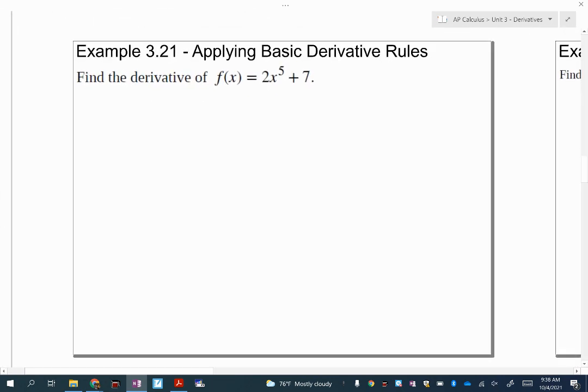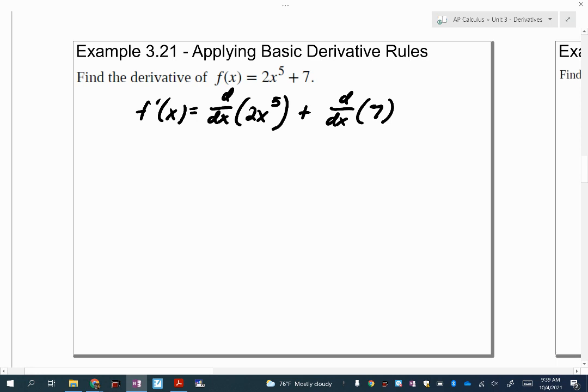Let's use some basic derivative rules. This is using the sum rule. So if we're trying to find the derivative of f of x, we're going to do d/dx of 2x to the 5th power plus d/dx of 7. Again, we kind of talked about this on Friday. So we're using the power rule. Again, I'm not going to do the constant multiple rule. You can if you want. I just think it's easier just to kind of do it all at once.